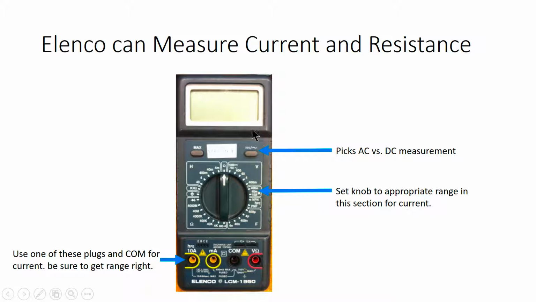Just like voltage measurements, you can use this button to pick whether you're taking an AC or a DC measurement, and you use this knob setting in order to pick what range of current you're trying to measure.